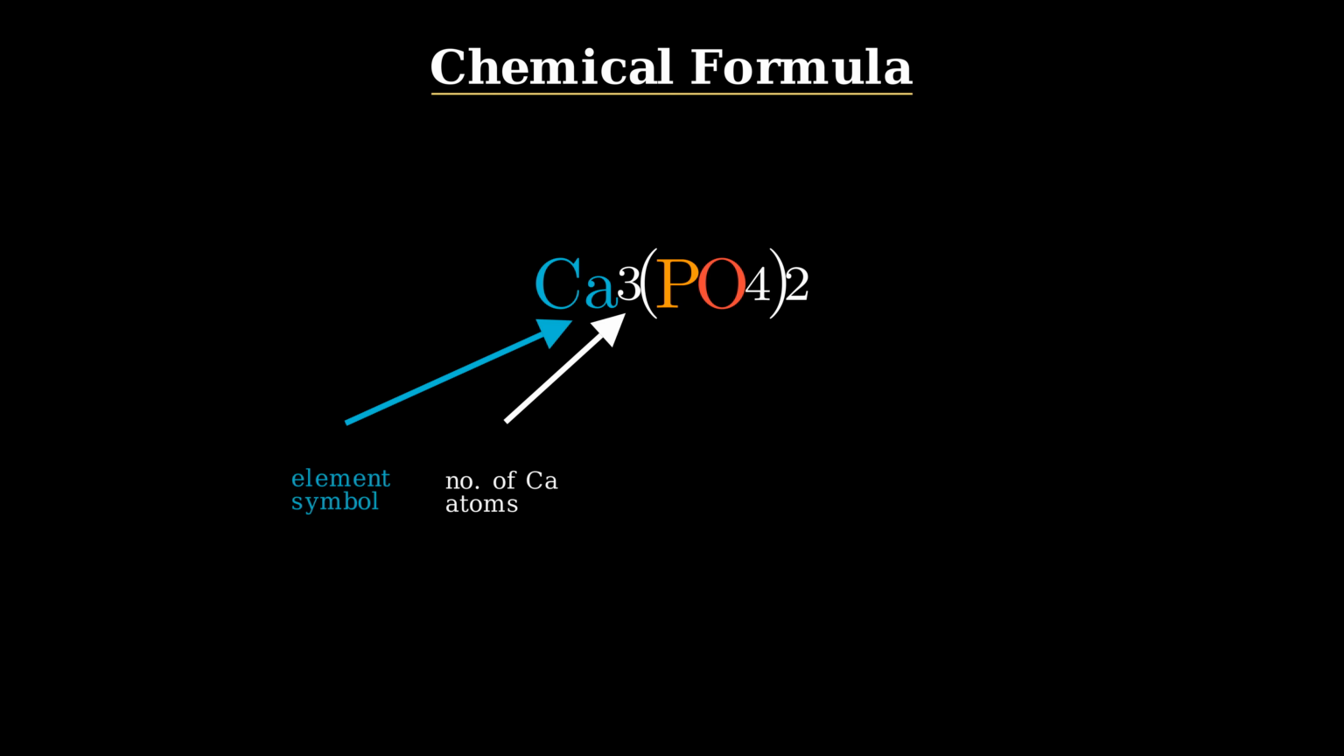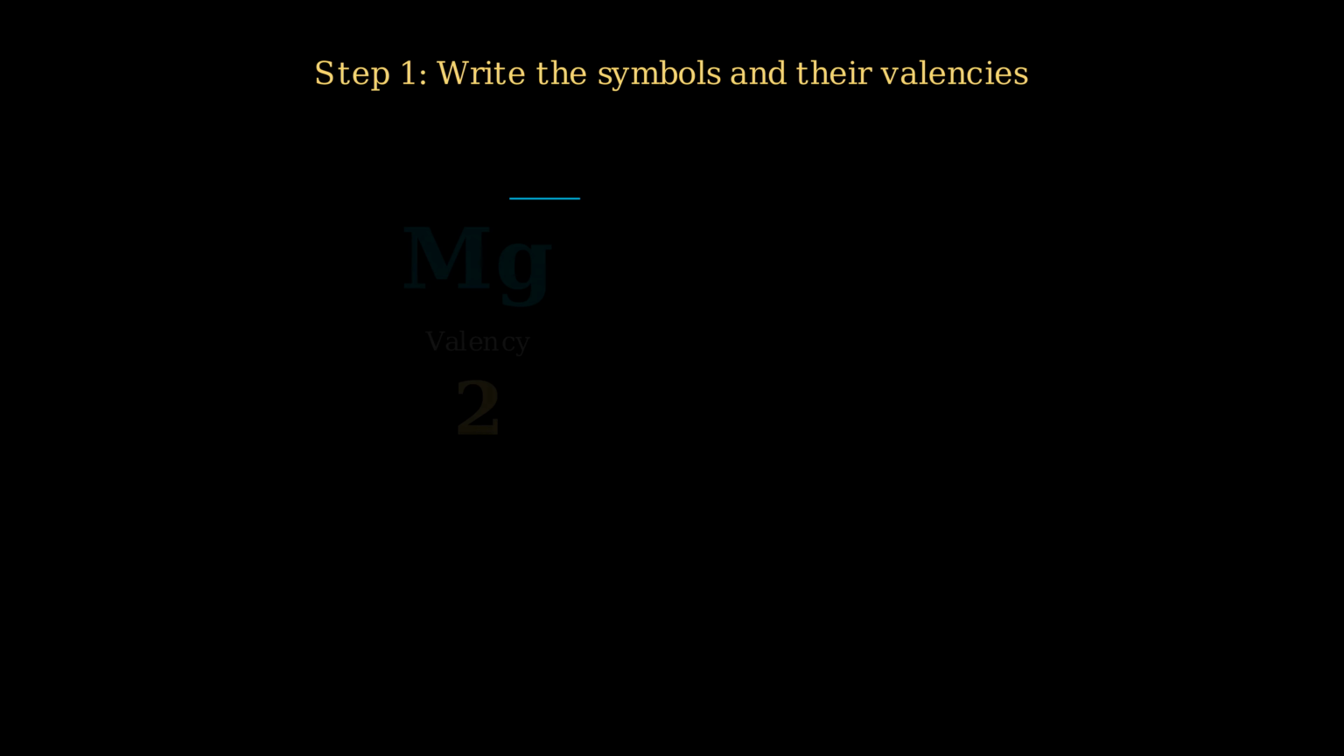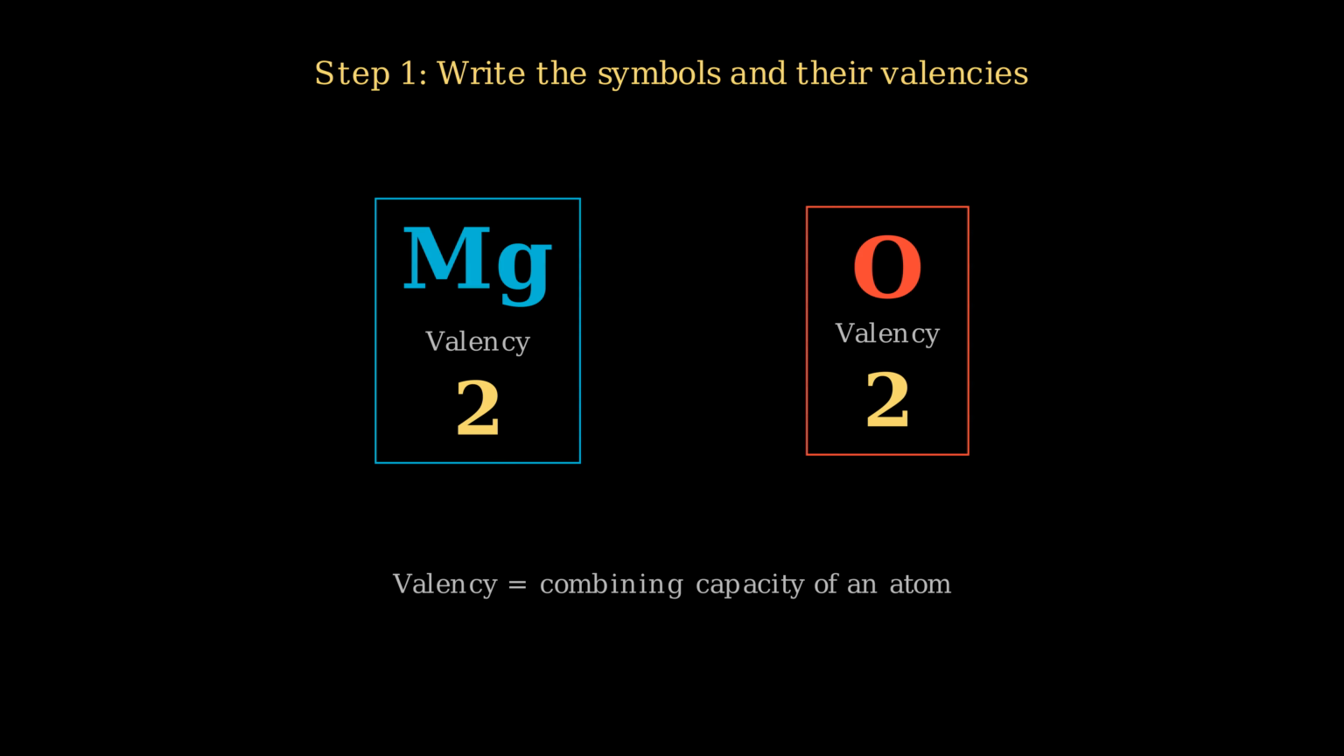A chemical formula is a symbolic shorthand that tells us which elements are in a compound and how many atoms of each are present. Learning to read and write formulas is a core chemistry skill. To write a formula, we use the valency of each element. Valency is the combining capacity of an atom, how many bonds it can form. Magnesium has valency 2 and oxygen has valency 2.